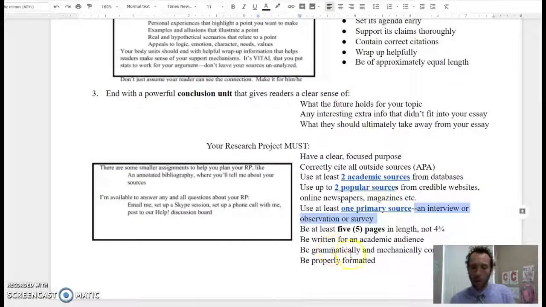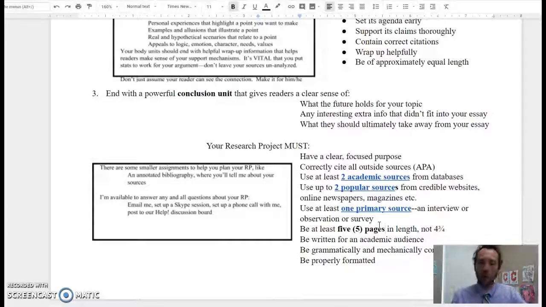You can also, and this is important, you can use someone else's interview. So if you can find an interview on YouTube, or if you've heard a podcast where someone who is intelligent about your subject is being interviewed, you can use that as your primary source. You don't have to collect the data. You can retrieve it from other places. Okay, so that's an important aspect of the assignment, that you do have to have 1 primary source, but you don't have to collect it.